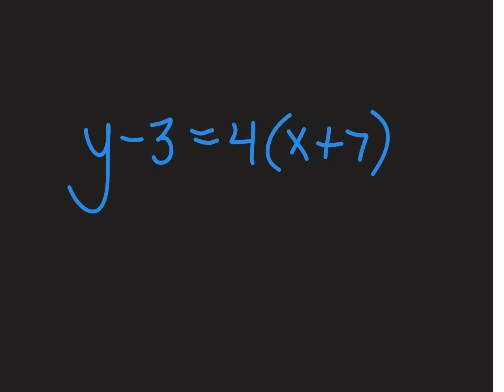All right, so what's the slope? That's the easy part. Just say it if you know it. 4. 4 is the slope. Okay? Here's the hard part. What is the point?